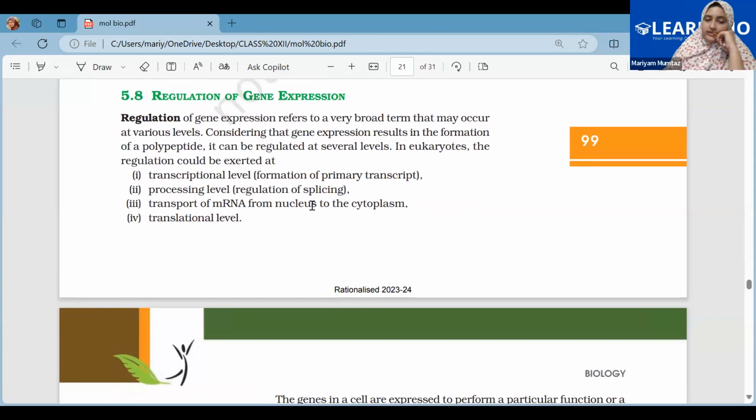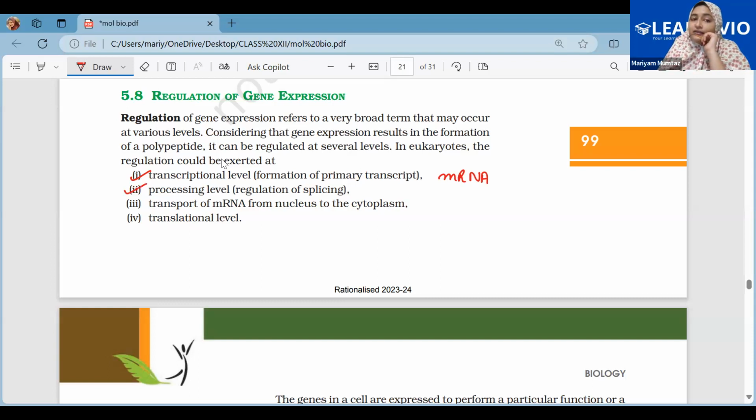So now the next topic that we had to discuss is the regulation of gene expression. Gene expression means that whenever a synthesis of protein is done, that is what we refer to as gene expression. Its regulation happens in eukaryotes at many levels, such as the transcriptional level. During transcription, mRNA is formed, right? At that point of time, we can call it regulation of gene expression also.